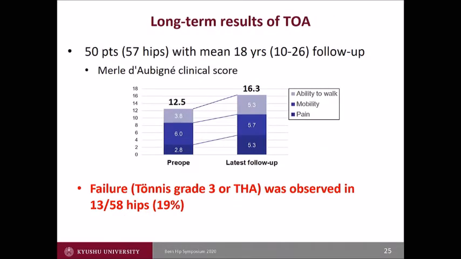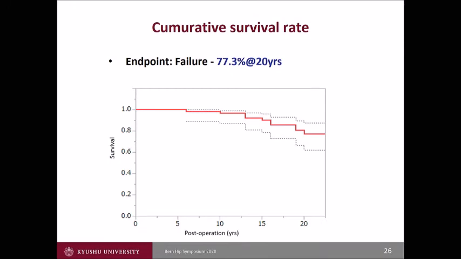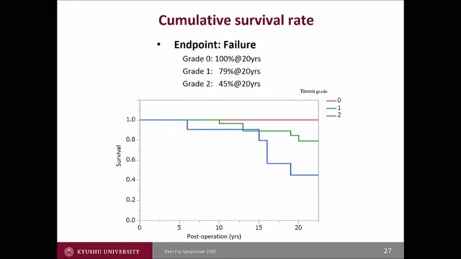So let me move to the long-term result. At a mean of 18 years after osteotomy, failure was observed in 13 hips. The survival rate at 20 years was 77.3%. When divided by Tönnis grade, Tönnis 0 showed 100%, grade 1 showed 79%, and grade 2 showed 45% at 20 years.